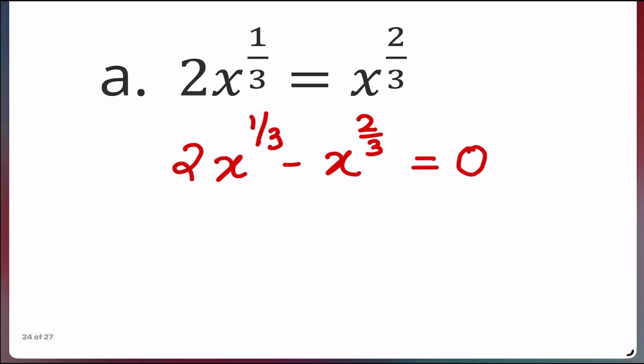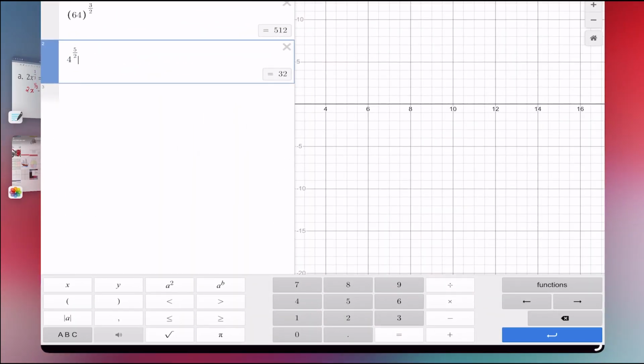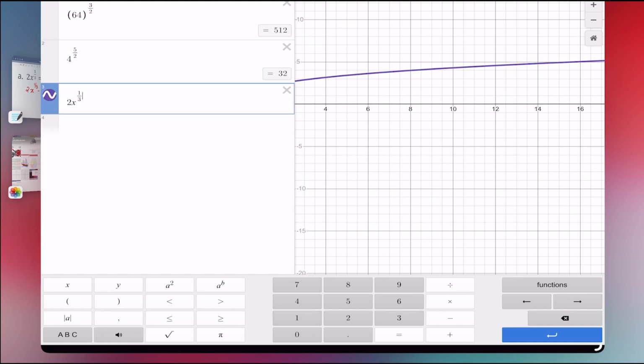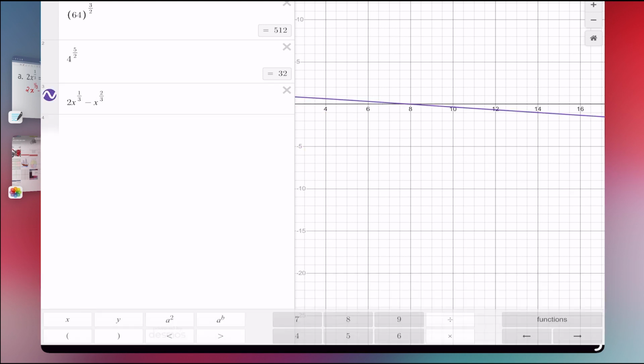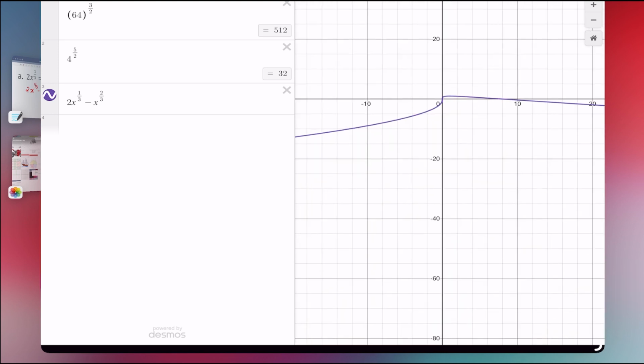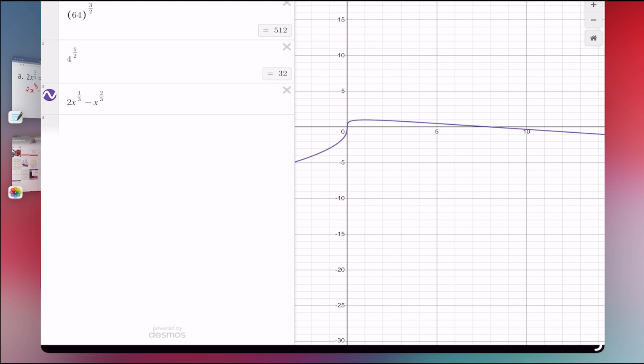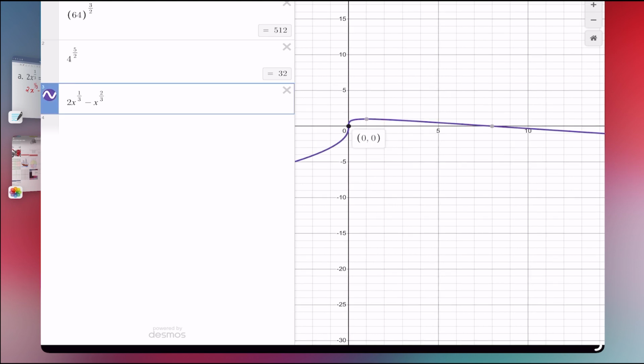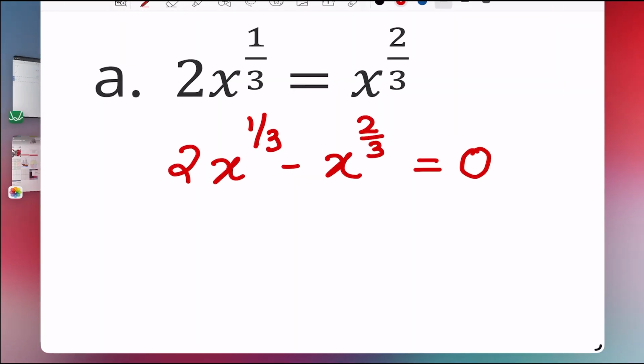Now you can plug this into your Desmos. Let me show you. 2x to the power 1/3 minus x to the power 2/3. And if I look closely, this is my function, and my x-intercepts are 0 and 8. So that is the solution for this equation. Again, your x-intercepts are your solutions.